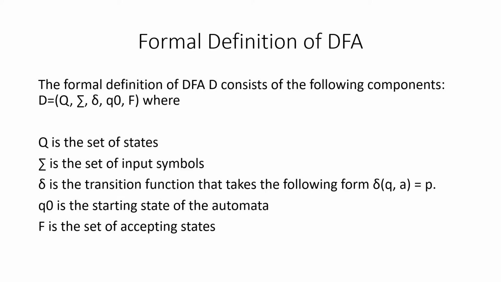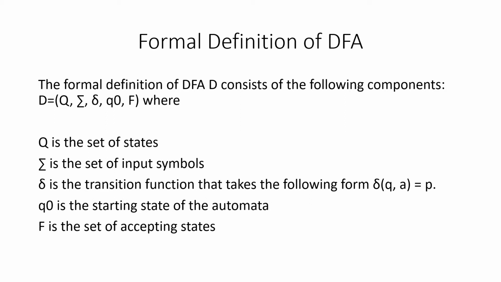The formal definition of a DFA consists of 5 tuples, namely Q, which is the set of states, sigma, which is the set of input symbols, and the transition function. The transition function takes a state and an input symbol and produces a state as the output. Here lies the basic difference between a deterministic finite automaton and a non-deterministic finite automaton. In a DFA, the transition function takes a state and an input symbol and produces a state as the output. Here Q0 is considered as the starting state of the automaton.